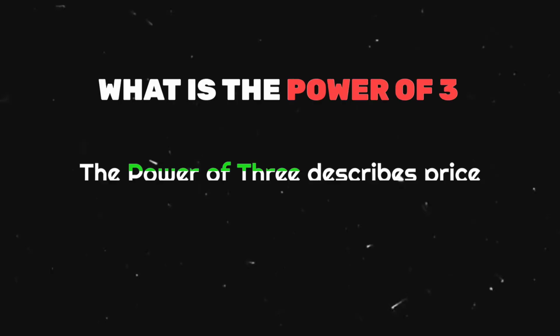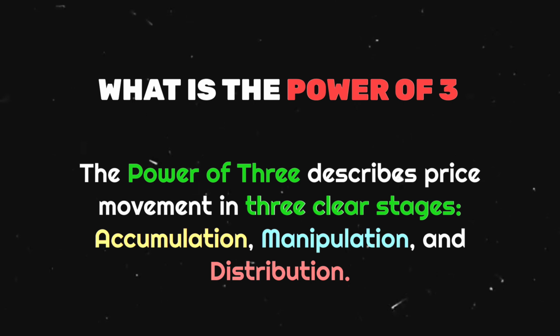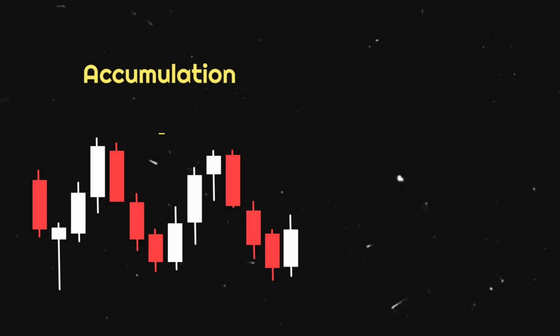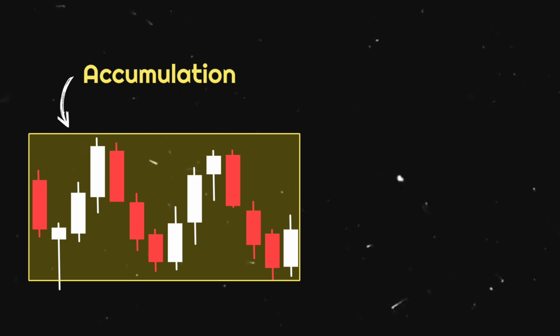What is the Power of Three? The Power of Three describes price movement in three clear stages: accumulation, manipulation, and distribution. Accumulation is the phase where price consolidates. The market moves sideways, creating equal highs and equal lows. Liquidity builds on both sides of this range as retail traders place stops just above and below.